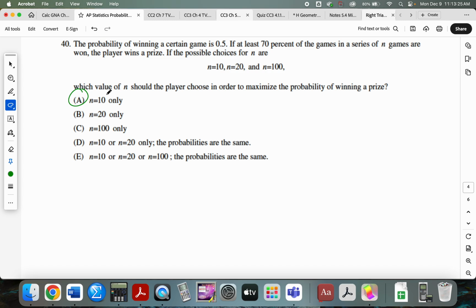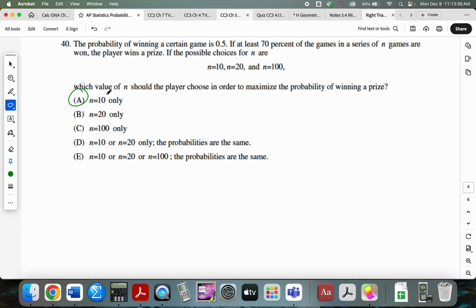Think about it this way. You would need to win 7 times out of 10. And you're like, well, okay, think about this as flipping a coin. If you flipped 7 heads out of 10, you wouldn't think anything of it. If you flipped 70 out of 100, you're like, something's not right. The more you do, the closer it should come to the theoretical probability.